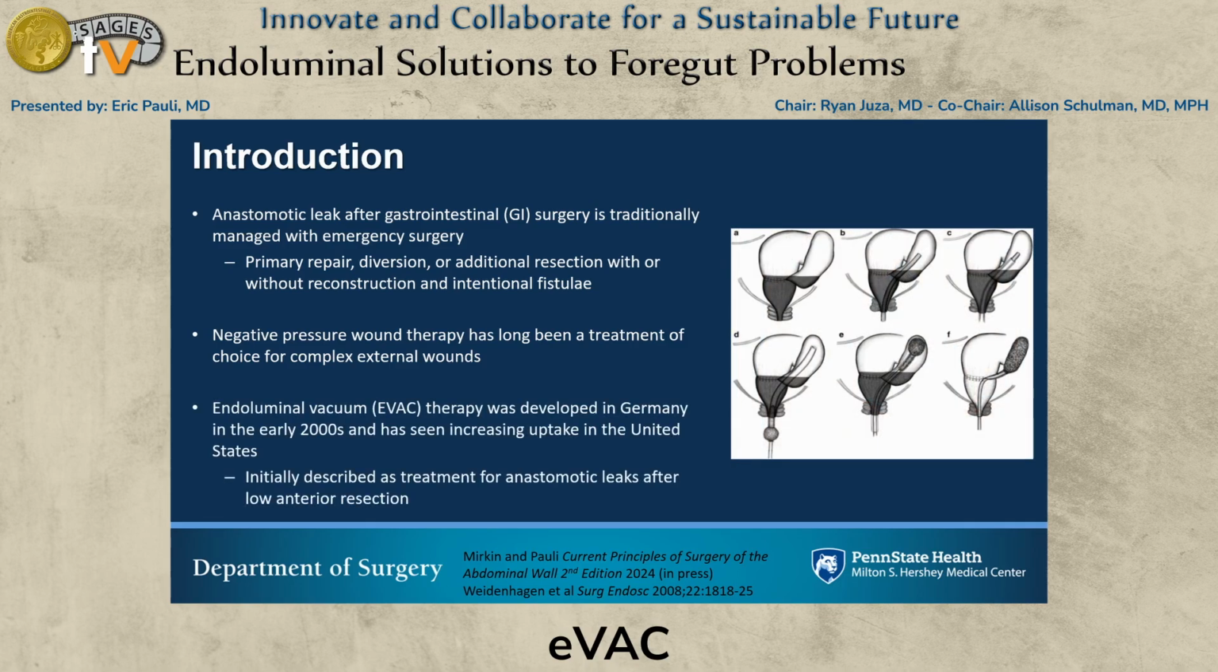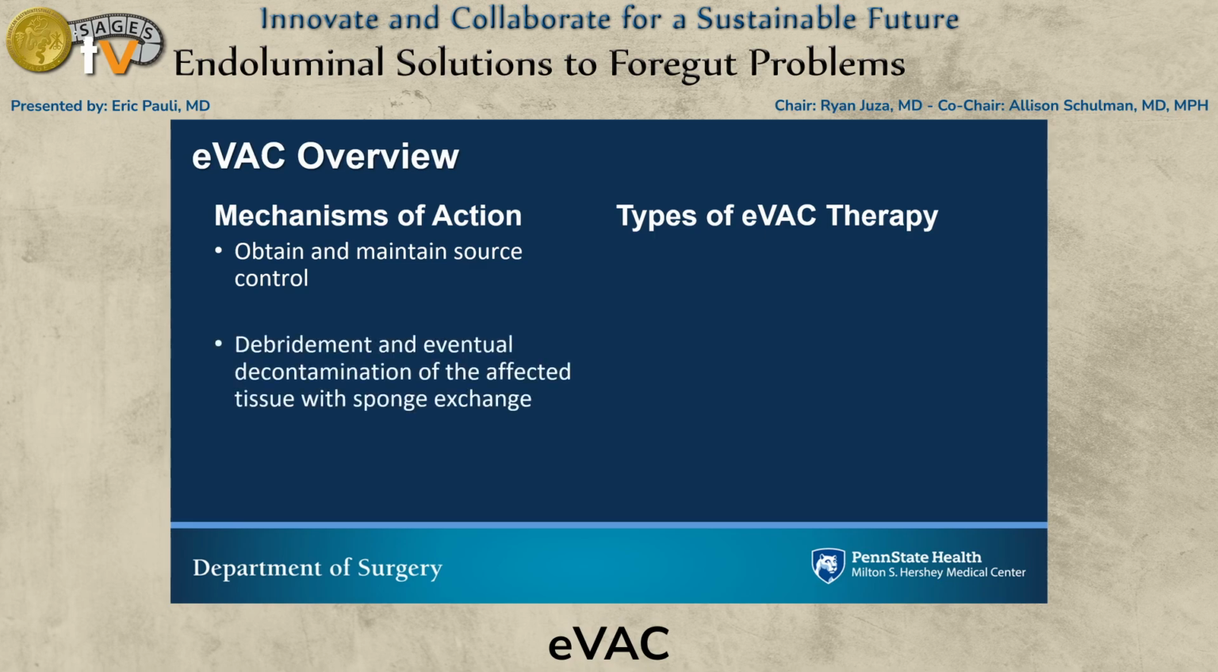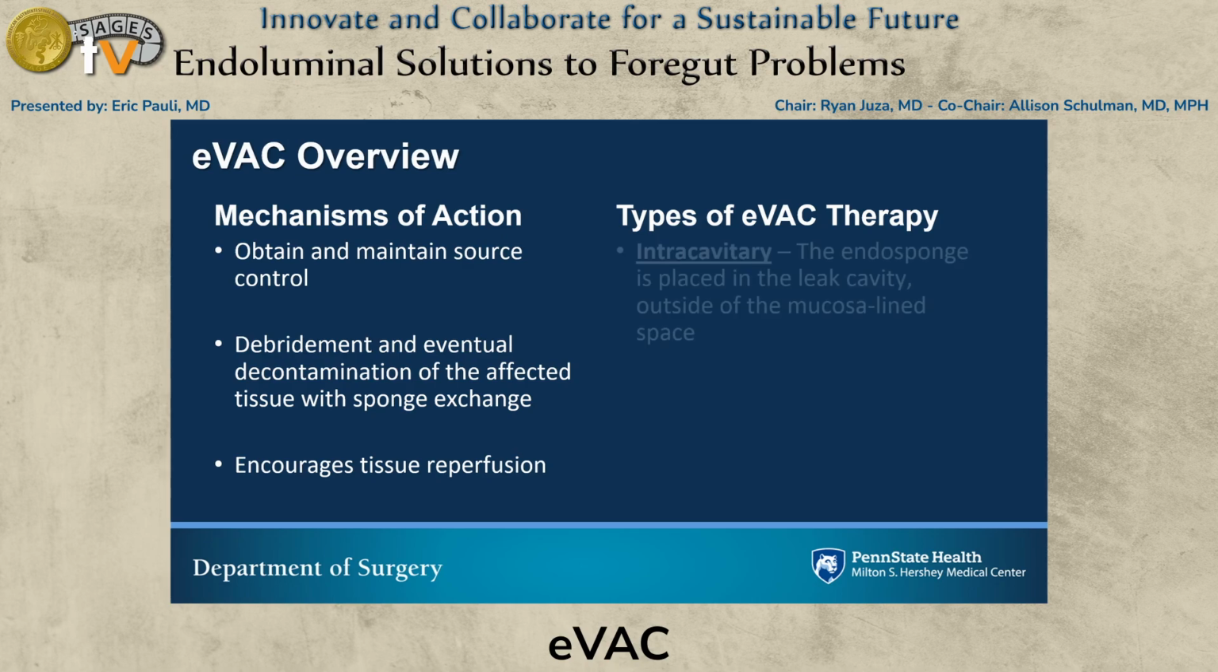The concept of endoluminal vacuum therapy actually started in Germany in the early 2000s, and this was initially designed for low rectal leaks after LAR. So it was designed to save those very high-value anastomoses that if you get it wrong once, it's probably gone forever. The mechanism of action here is really to control the source of infection. But obviously, as we know from our open practice, when you use a wound vac, it's debriding and decontaminating with each sponge exchange. And there are thoughts that the negative pressure suction actually encourages tissue reperfusion.